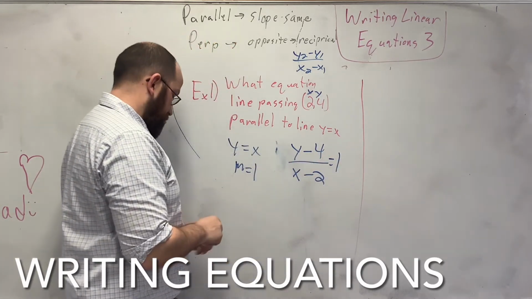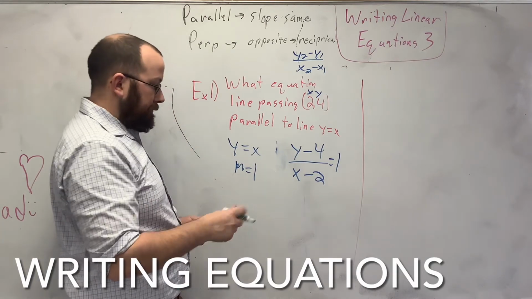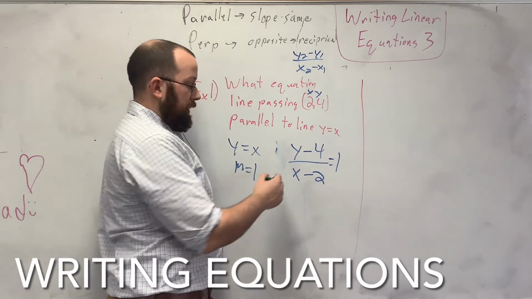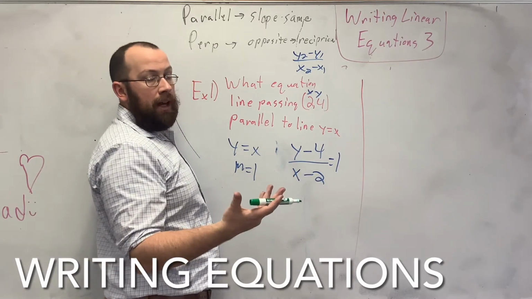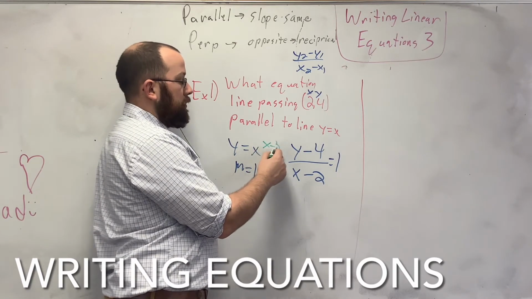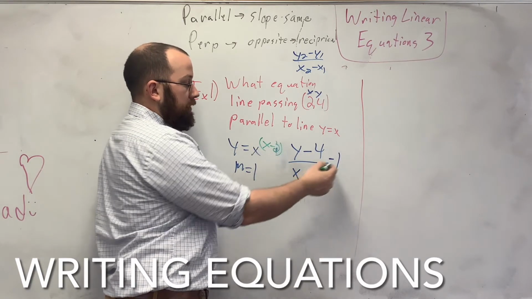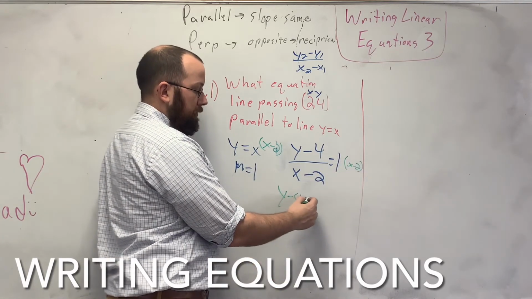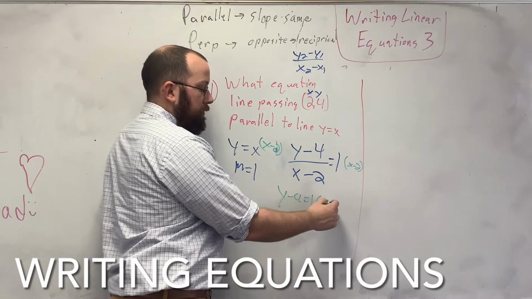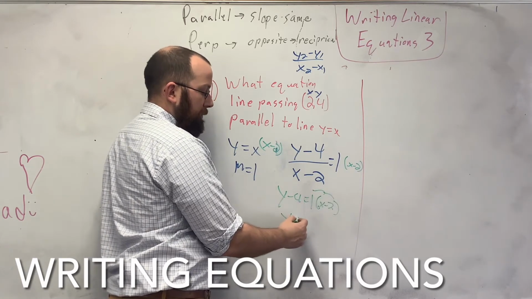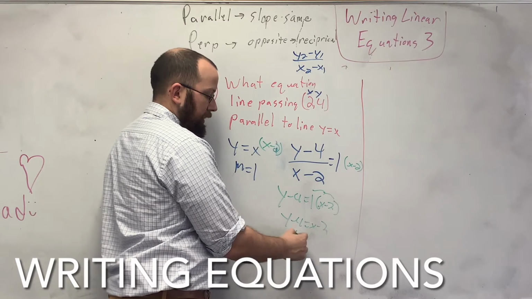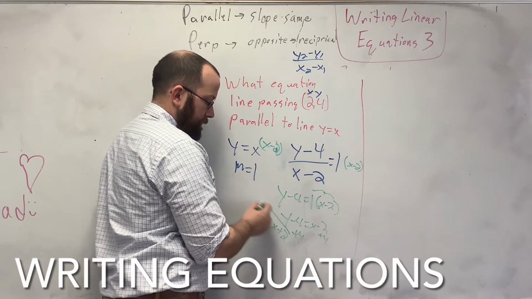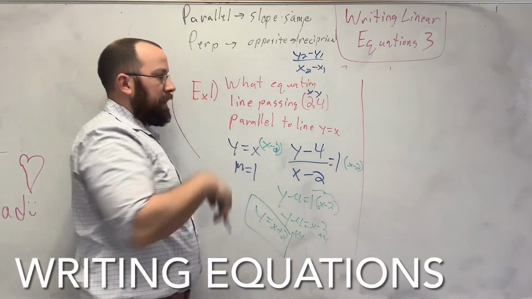And now you have to solve. Now this is the tricky part. I have to move that whole binomial down there. So to move this, I move it like I do any denominator when I want to get rid of it. I multiply this whole side by x minus 2, and I multiply this side by x minus 2, and I get y minus 4 equals 1 times x minus 2. Distribute the 1, y minus 4 equals x minus 2. Add 4, y equals x plus 2. And that's how you do it when it gives you a specific point.